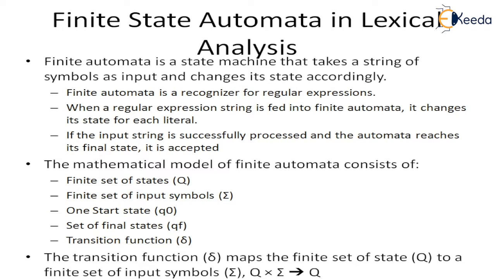The finite automaton uses a mathematical model. That model contains a finite set of states, represented by Q, a finite set of input symbols, represented by sigma, one start state, Q0, a final state, Qf, and a transition function, represented by delta. That delta maps the finite set of states Q and the input symbols, as shown in the diagram, meaning Q times sigma maps to Q.